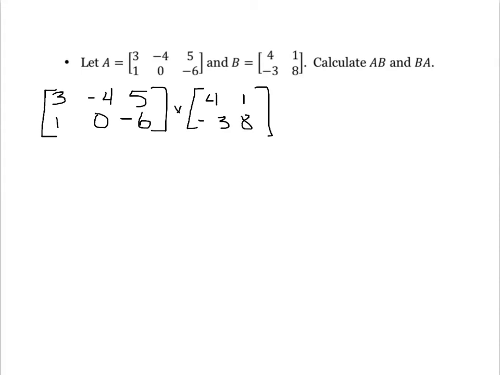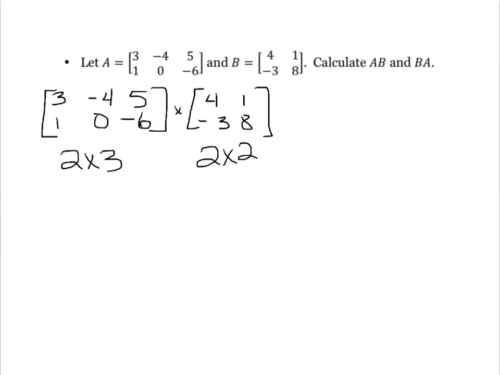Now, matrix multiplication is not the same as addition and subtraction. The first thing you have to do when you're looking at matrix multiplication is write down the size of each matrix. So this first one is a 2 by 3. And the second one is a 2 by 2.